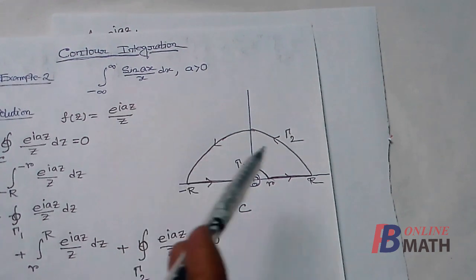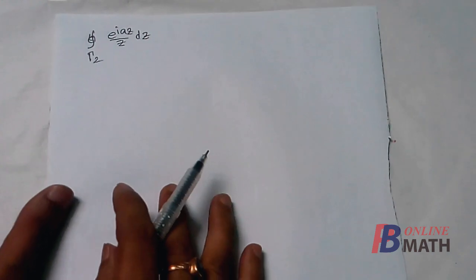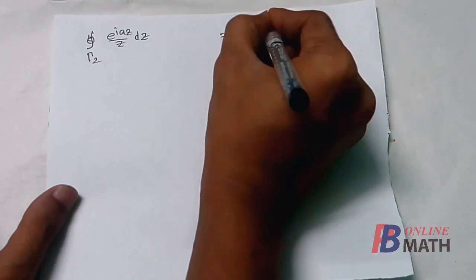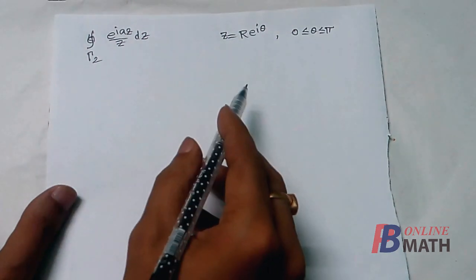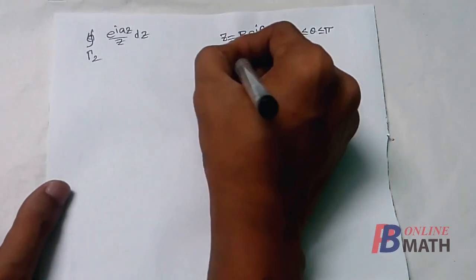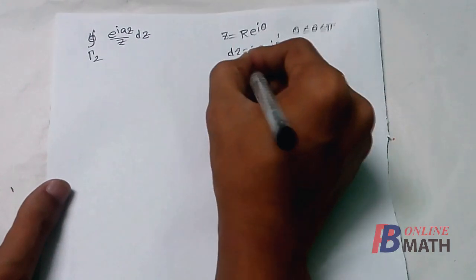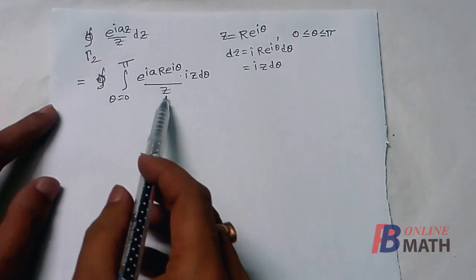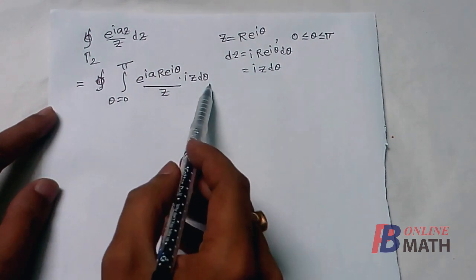Next we evaluate this integral along the outer semicircle and along the anti-clockwise direction, that is the positive direction. To evaluate this integral, we first replace the equation of the semicircle, which is z equal to capital R e to the power i theta, where theta varies from 0 to pi. This is the equation of the outer semicircle. So dz equals i R e to the power i theta d theta, that is i z d theta. Replacing this in the main integral, we find that it is e to the power i a z, and z is R into e to the power i theta, and this is the value of dz divided by z.